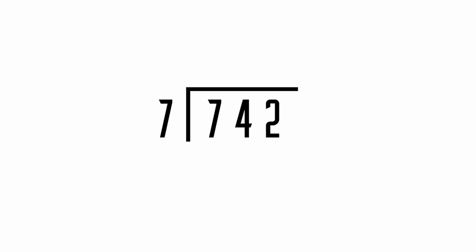So the first digit is a 7. How many 7s can we fit into 7? Of course, this is 1. So we write this above the bus stop. We then ask how many 7s we can fit into 4. Here we cannot fit any 7s into 4 because 4 is too small of a number. So we write a 0 above the bus stop.